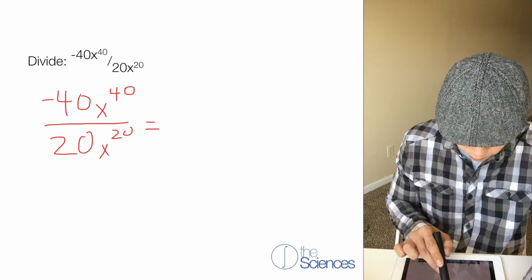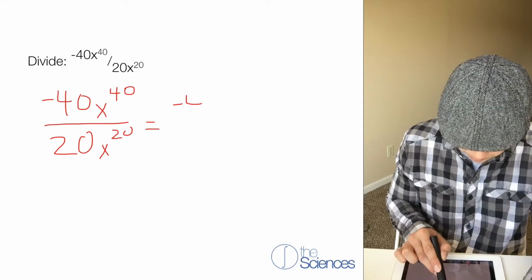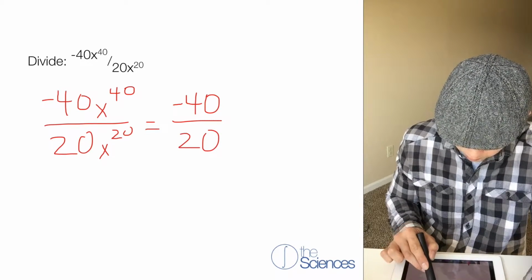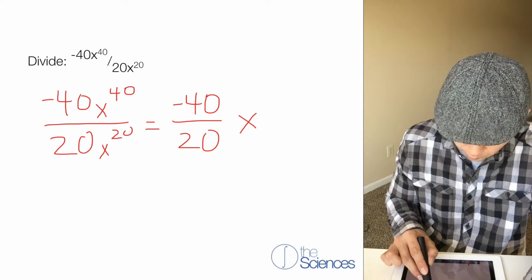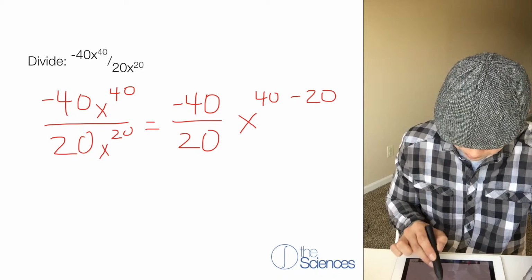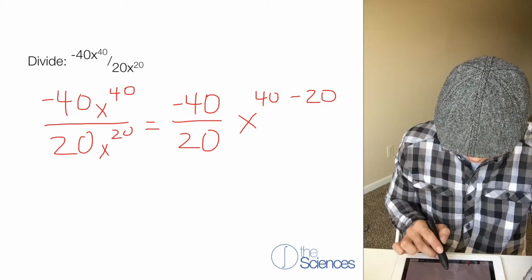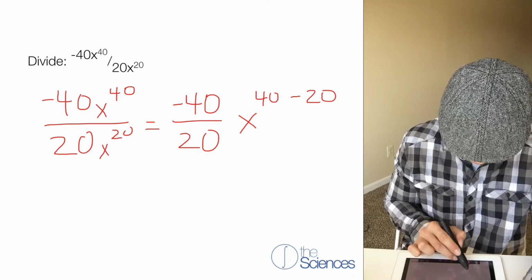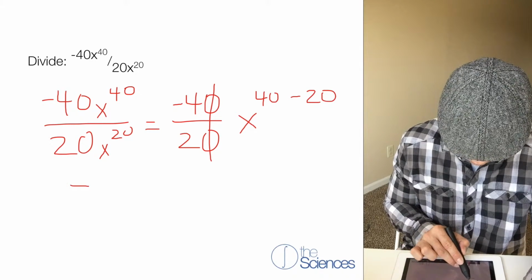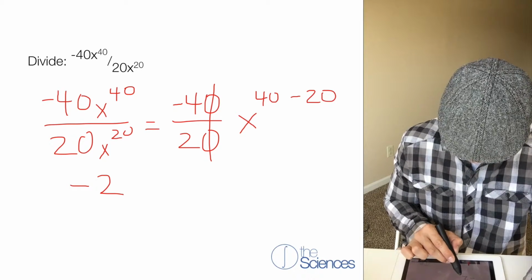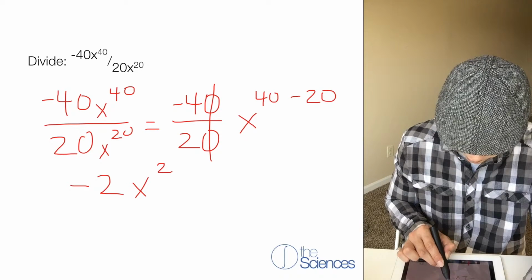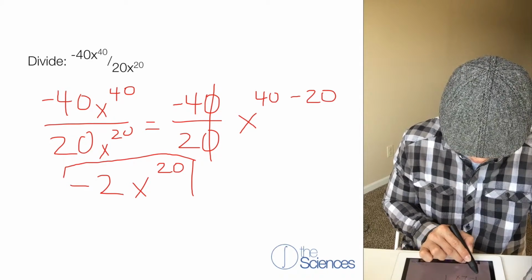So we're going to use the quotient rule to separate them. So we have negative 40 divided by 20. We're going to keep the variable x, then we're going to subtract the exponents, 40 minus 20. So negative 40 divided by 20 is negative 2. And then we have x raised to the 40 minus 20, which is the 20th power. So that's our answer.